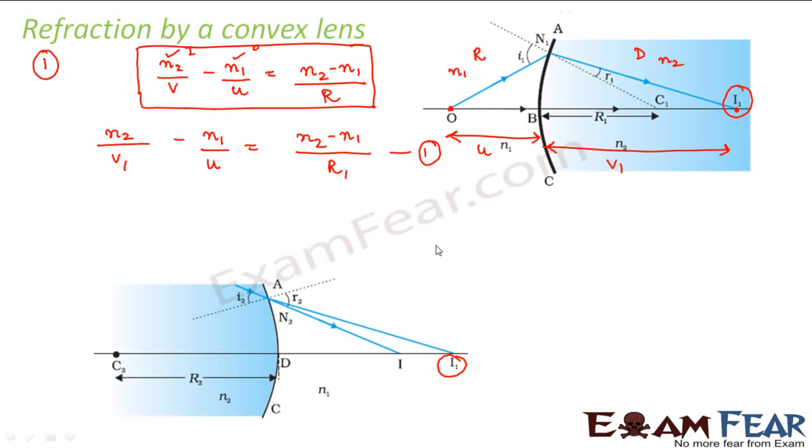Now let us consider the second scenario. Here also we will make use of this expression, but in this case the object is on this side where the refractive index is N1. The refractive index on this side is N2. So what happens in this case? This I1 acts as an object for this surface.